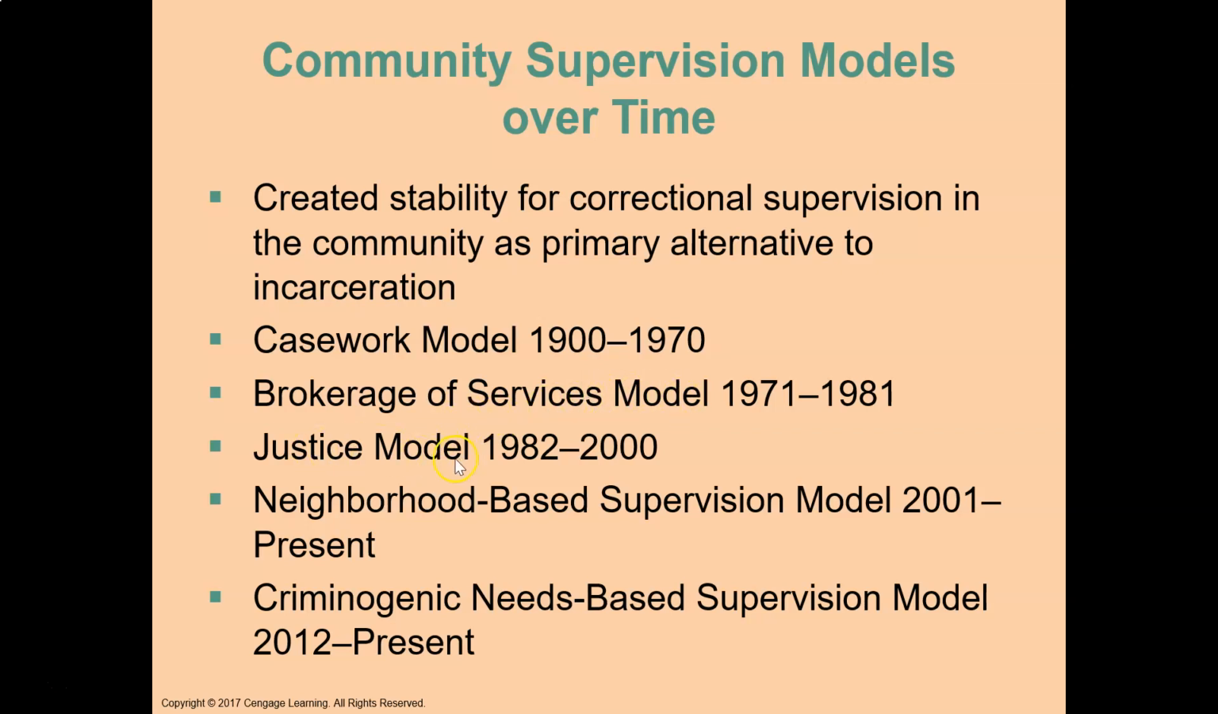Then we moved on to the justice model. Now, what happened during this time, and you'll probably hear me talk about this again, crack era right here. The crime rates were through the roof. Things were getting really insane in our community. Violent crime was off the charts. We were just arresting people during this time. So this was a lot of arrest and lock them up.